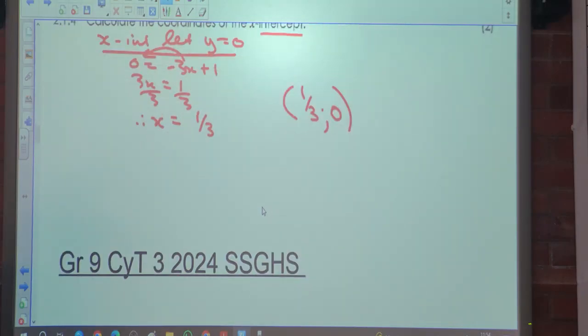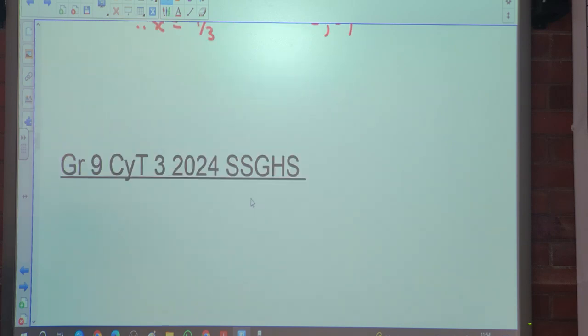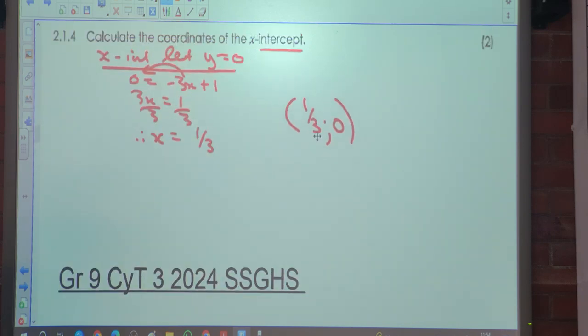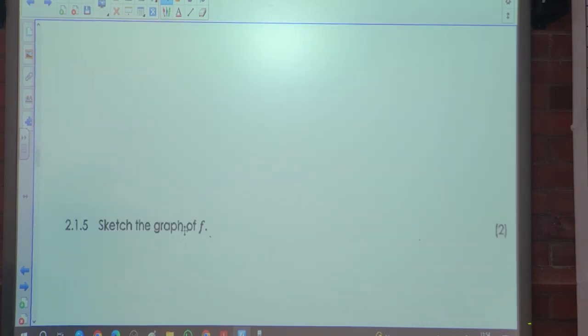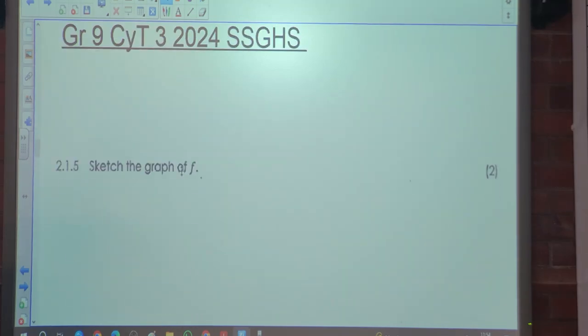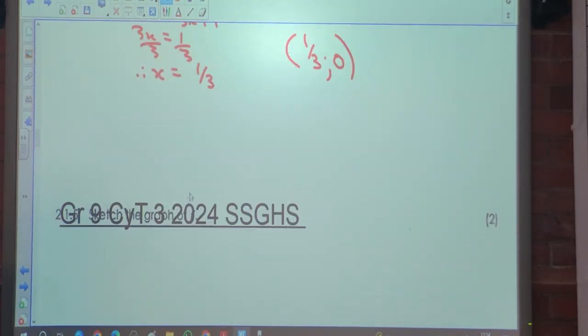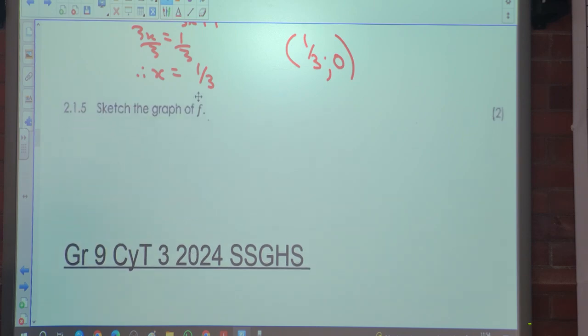Full marks. If you only wrote this here, full marks. Let's say it says show calculation. If it doesn't say that, then you should get full marks.